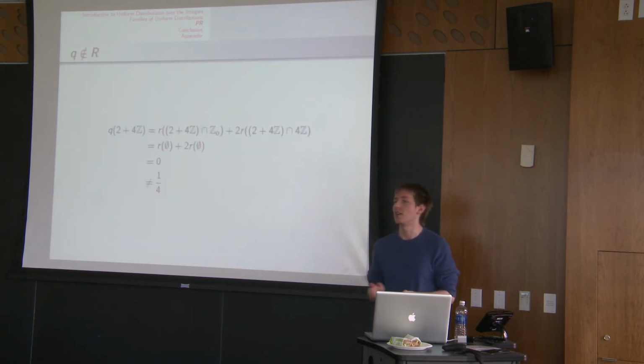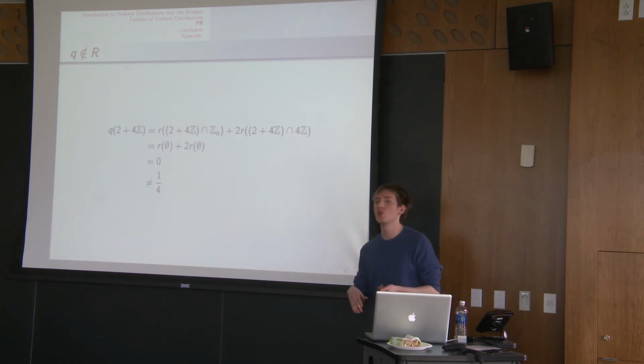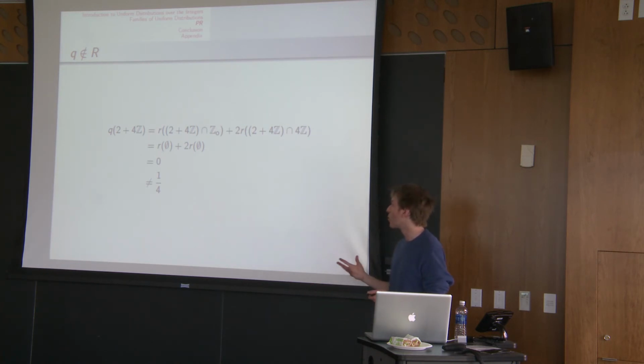Now we're going to show that it's not in the residue class family. As I alluded to when we defined this q, it assigns no weight to the portion of an event in the multiples of 4 with shift 2. So if we plug in the multiples of 4 with shift 2, we get 0. But if it were in the residue class family, it would have to have probability 1/4, because this residue class is modulus 4. So it's not in the residue class family. So that completes our proof.